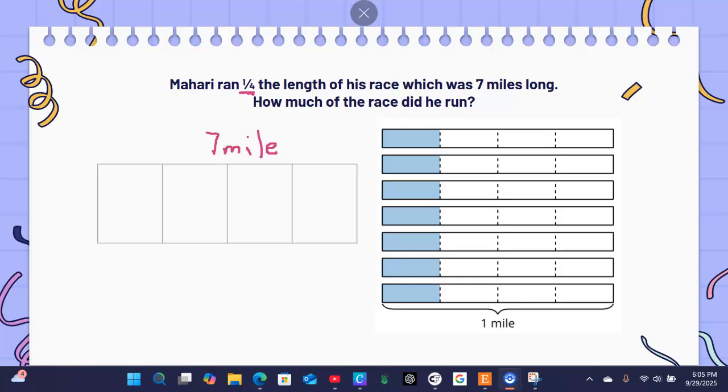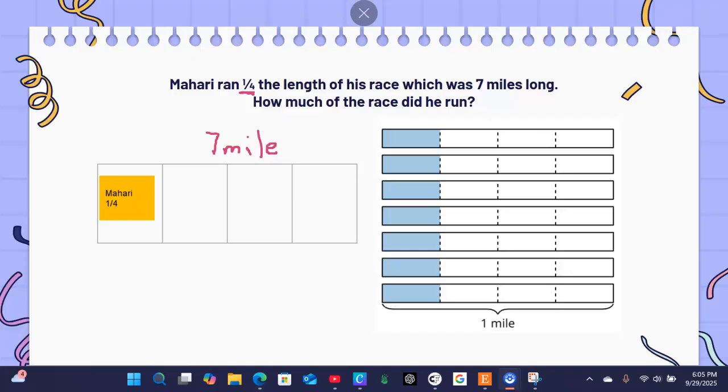So let's just go ahead and put Mahari's name right here. Mahari has to run 1/4 of that. But we don't know how much that total will be of the 7 miles. We just know he's running 1/4 of it. Thinking back to our previous example, we had 4 names listed there. This time we only have Mahari. So we'll have Mahari and 3 other students who will be running a fourth each, for a total of 7 miles.